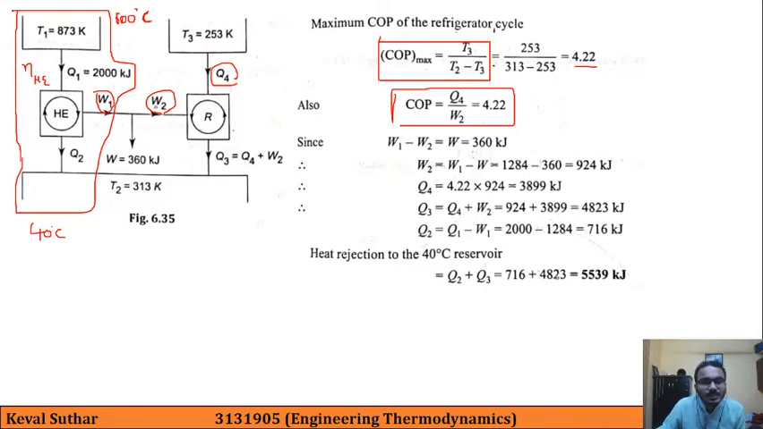Now W1 minus W2 is given as 360. So this is the net output of the combined engine and refrigeration plant. So here we are getting this output. Out of this, some W2 is utilized to run this refrigerator, and the remaining output is 360. So it is like this, that W1 is equal to W2, which is used in the refrigerator, plus 360.